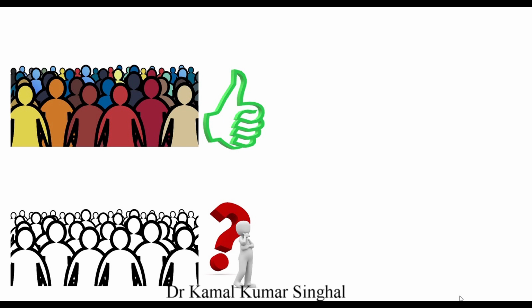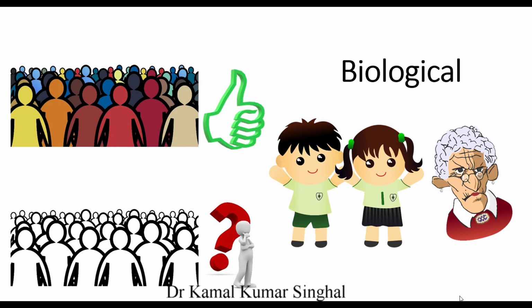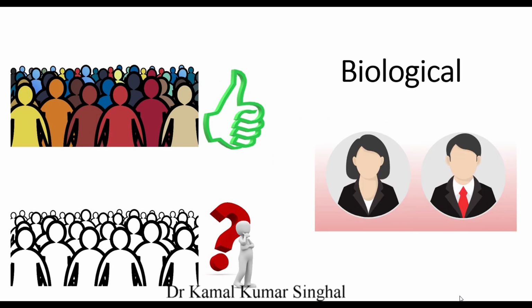Let us look at what these variations can be. There could be a difference of age. Maybe one group has more children and the other group has more elderly patients. Maybe the group has differences in gender distribution. There is a difference in how males and females respond to drug. These factors are known as biological factors and include things like age and gender.